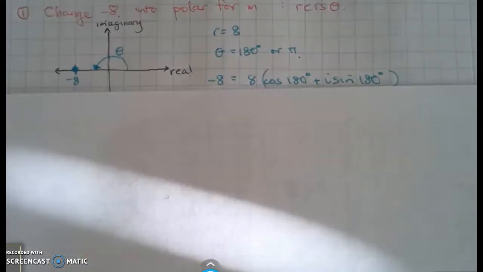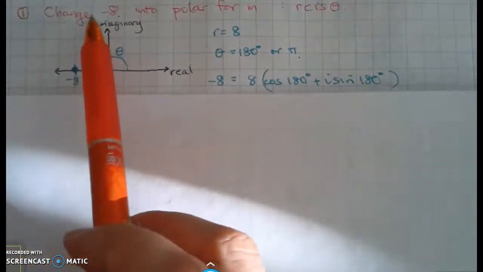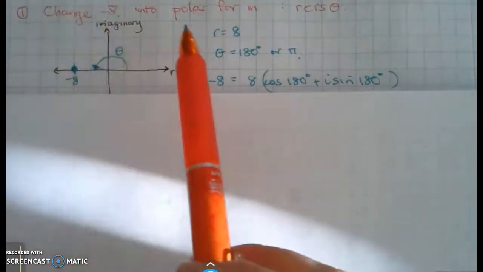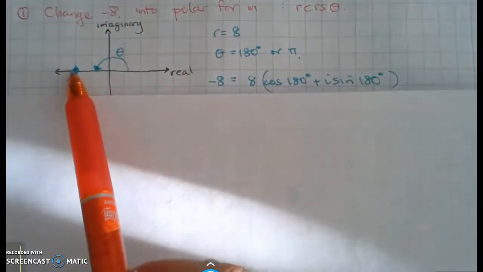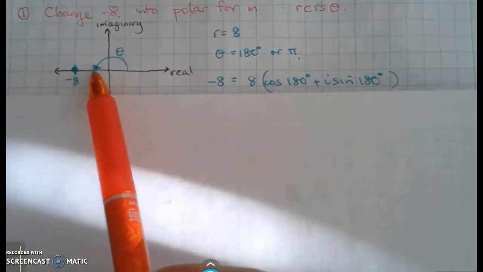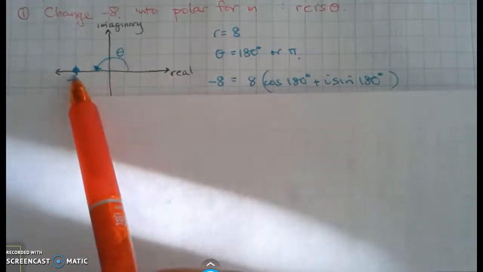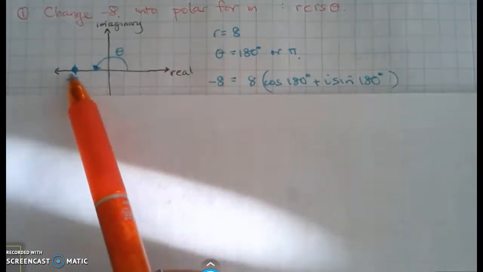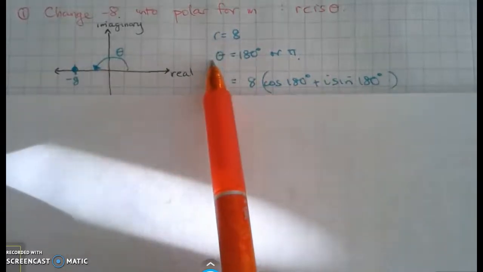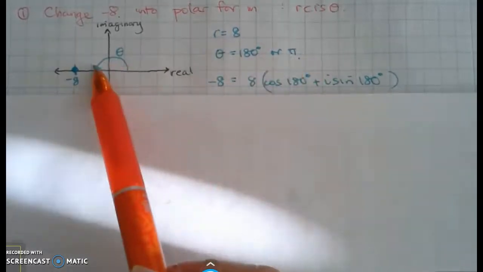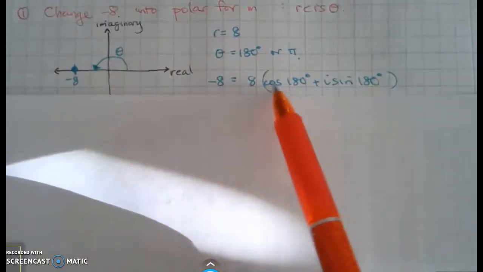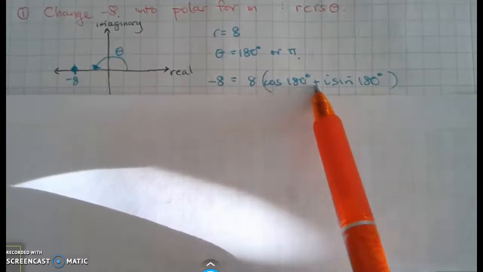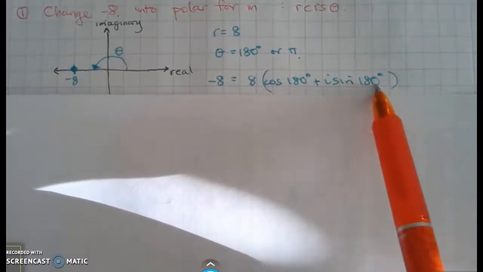Where we left off, we converted -8 into polar form. So -8 in the polar plane will be right here. The imaginary portion is 0, so it only has the real portion. So the radius from the origin is going to be 8. Theta is going to be 180 degrees right there. So -8 in polar form is 8 multiplied by cosine of 180 degrees plus i sine of 180 degrees.